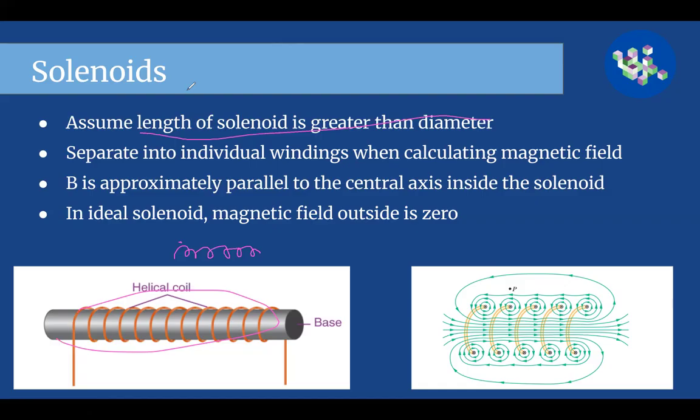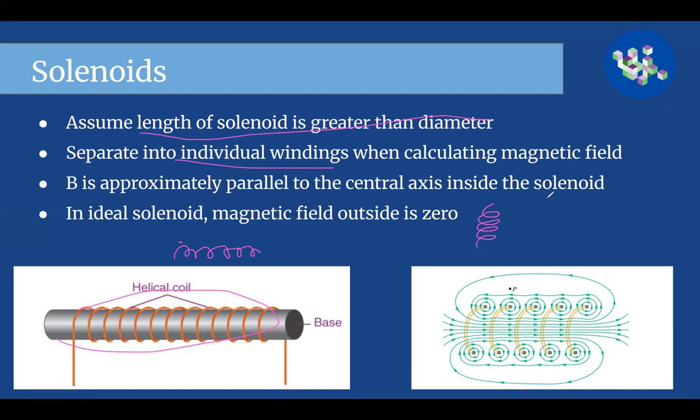When calculating the magnetic field due to a solenoid, we separate it into individual windings. What does that mean? Okay, so this is my original solenoid. So what it looks like is just one wire that loops around.